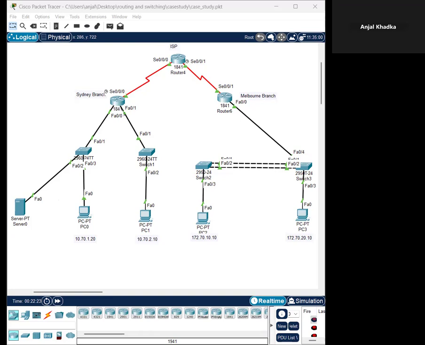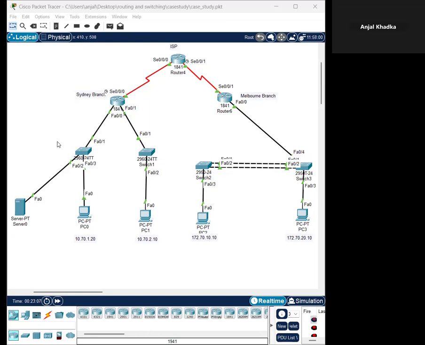Currently, ABC company is experiencing slow performance within the Melbourne branch. Another issue is that the current network lacks redundancy, meaning if one part of the system fails, the services may go down. So there are some changes we are going to make in the network so that even if ABC wants to expand its business into a large enterprise business, it can do so.